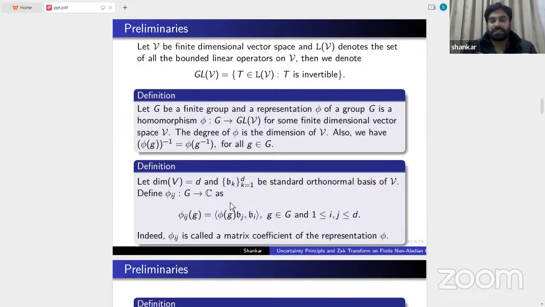We can also represent this representation by a matrix. If the dimension of the vector space V is d, and we have a standard orthonormal basis b_k of V, then phi_ij from G to C can be written as the inner product of phi(g) b_j with b_i, where g comes from the group G and i, j are between 1 and d. This phi_ij is called a matrix coefficient of the representation phi.